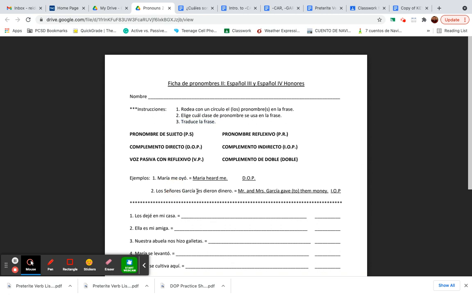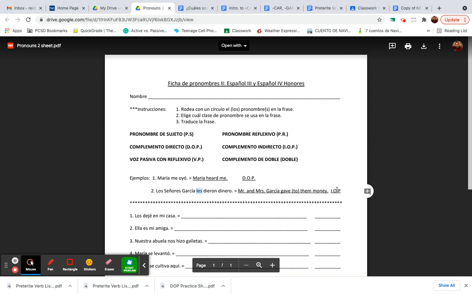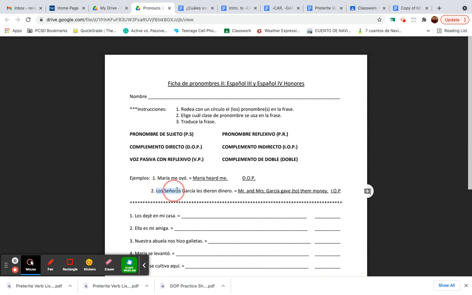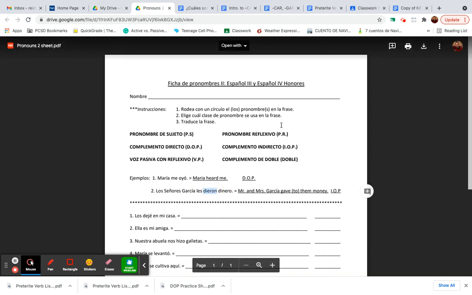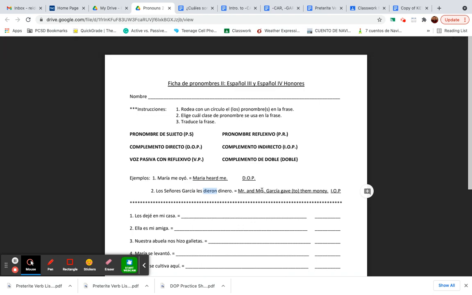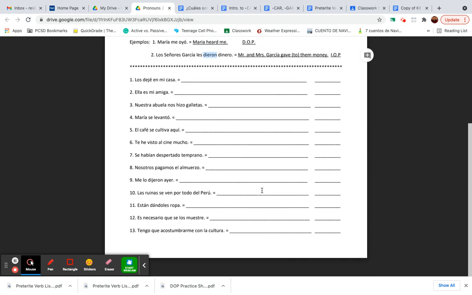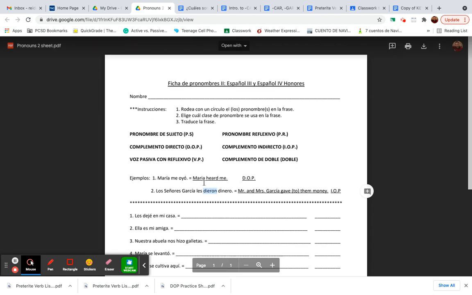Okay, in this one, the pronoun is les. And that's an indirect object pronoun. To translate that, first concentrate on the subject and the verb first. That means Mr. and Mrs. Garcia gave. And then this is like to them. Money. Gave them money. You don't have to do numbers 5, 7, 9, and 12. You don't have to worry about doing those.